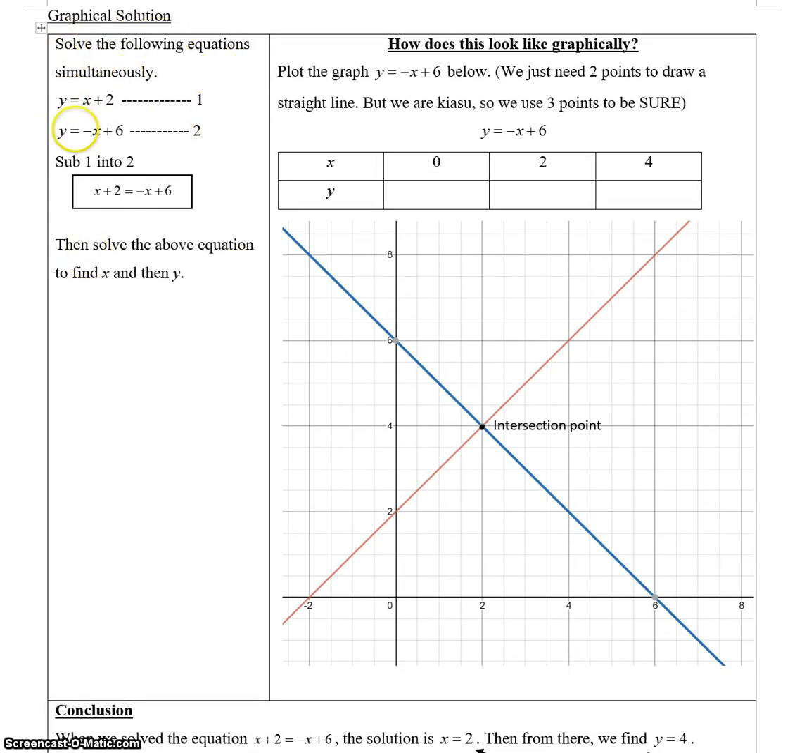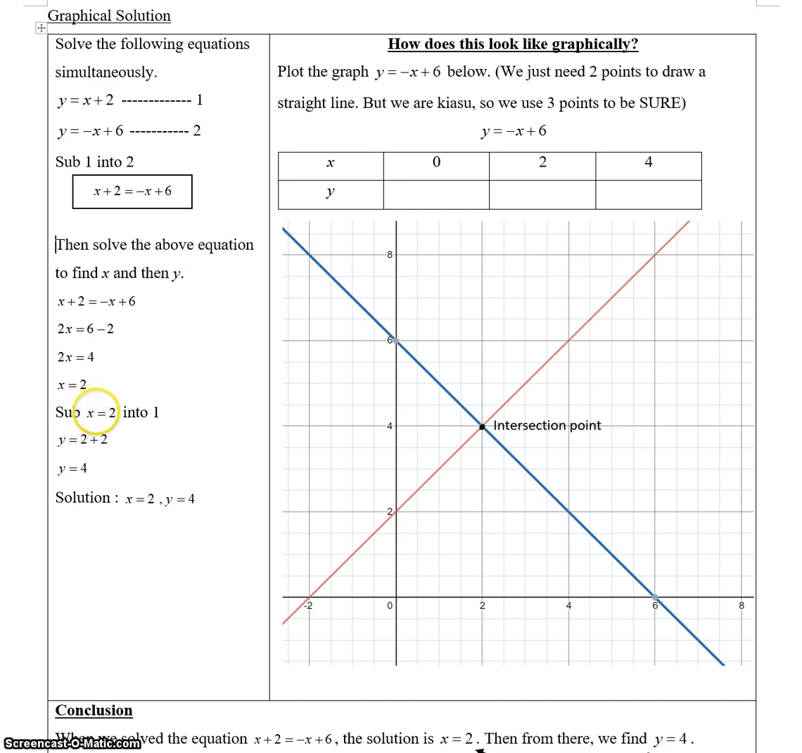So this equation and this equation, we solve simultaneously. Usually I like to sub. So I'm going to sub 1 into 2. I sub this into this, I get x plus 2 equal to negative x plus 6. If I delete this hidden box, you will see that from here, I'm just going to move the x over, move the 2 over, I get x equal to 2.